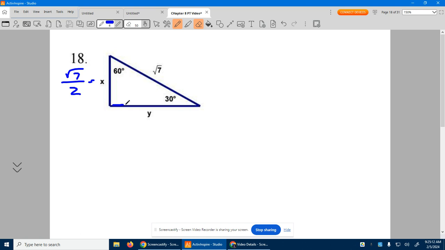Now to get the long side, we multiply this root 7 over 2 by root 3, which will simply be square root of 21 over 2. Ugly, but that's what it is. And again, as long as you don't have a radical on the bottom, you're fine. So it's square root of 21 over 2, and X is root 7 over 2.